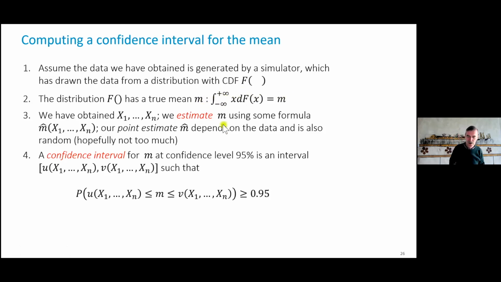Then we interpret computing the mean of the sample as estimating the true mean of the unknown distribution. So we have the estimate m hat, which is typically 1 over n times the sum of the xi. And the confidence interval would be such that the probability that the true mean is in the interval between the lower and upper bound is at least 95%. Again, the trick is how we can find an algorithm for computing u and v such that this is true regardless of the distribution f, like we did for the median.